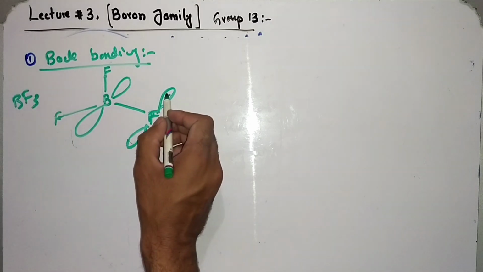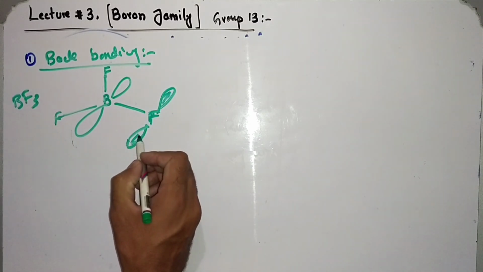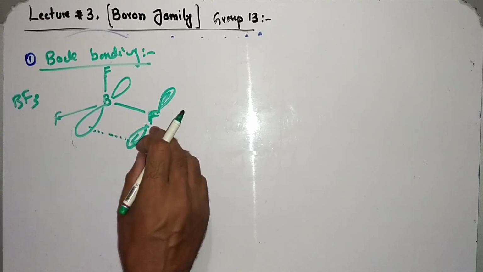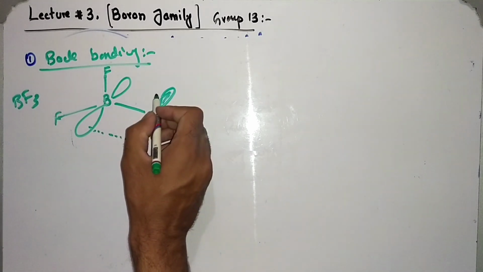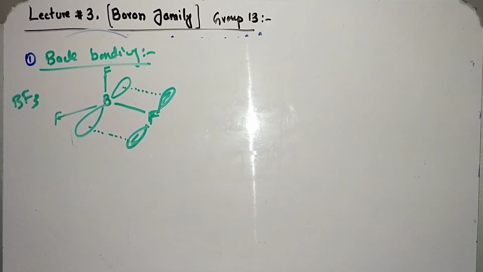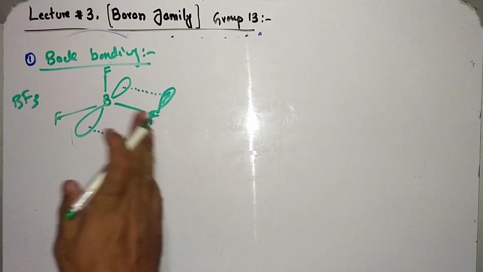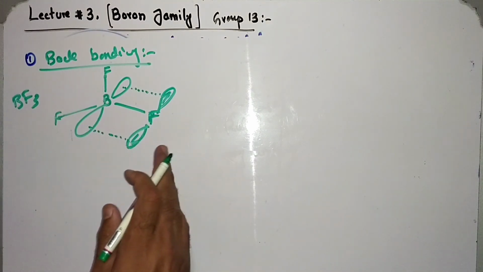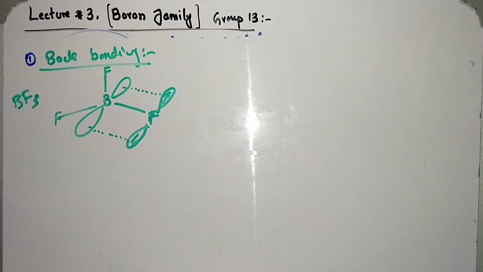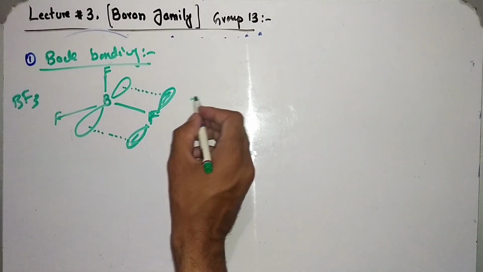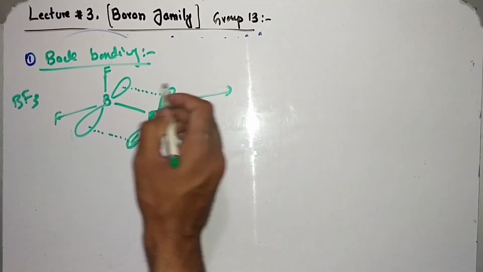So these electrons can be back bonded to boron, and resonance will stabilize the system. Back bonding is also called pi bonding. Back bonding is the result of pi bonding, or pi bonding is the result of back bonding, you can say. Here back bonding or pi bonding is developed, and this bonding will act as a resonance stabilizer.